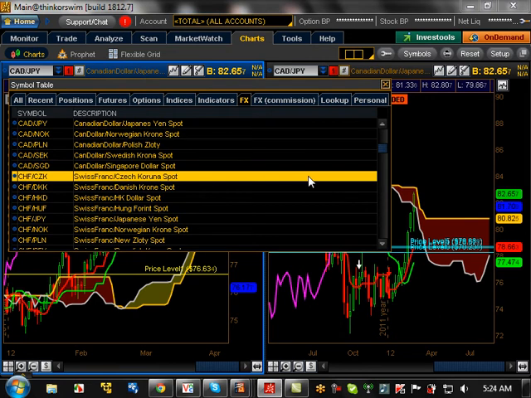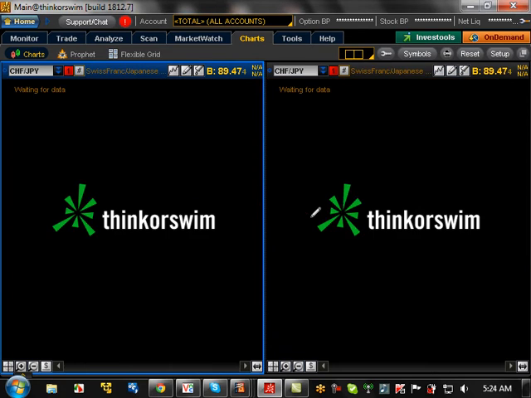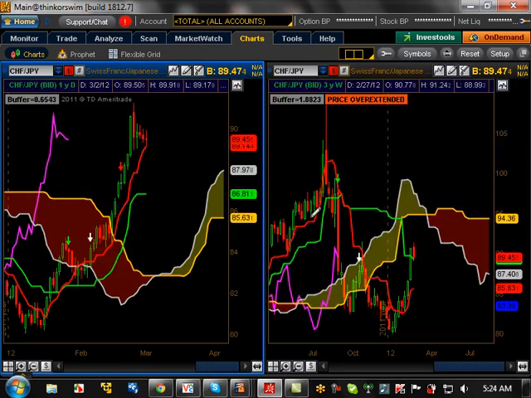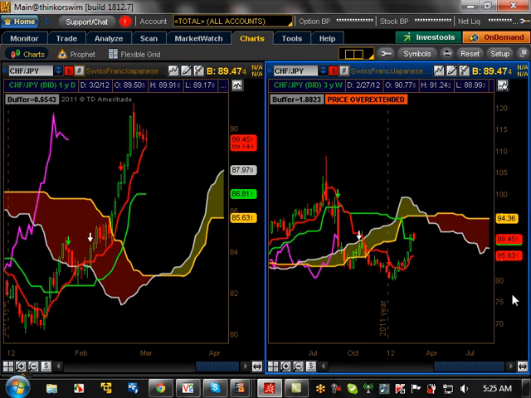That's it for the CAD pairs. We've already gone through a lot of the major Swiss pairs. Swiss yen. This is a major pair that's been going up. If you look, it's gone up. Really nothing going on here, just consolidation in a big wide pattern right now.